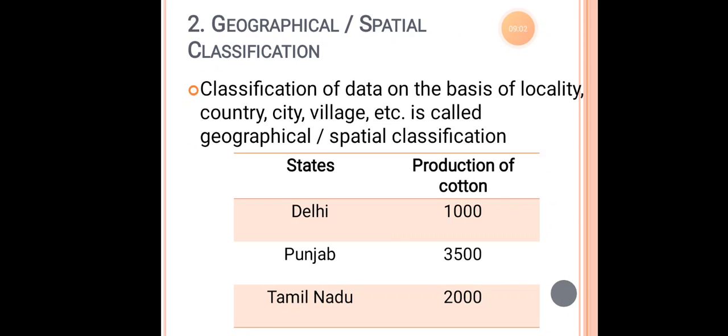The next thing is geographical or spatial classification. As the name itself tells, geographical means a locality, or an area or a country or the whole universe. The classification of data on the basis of locality, country, city, village, etc. is called geographical or spatial classification. The major example for this is I have taken into consideration the states and the production. The states Delhi, Punjab, Tamil Nadu, and the production is 1000, 3500, and 2000. This will be based on the equipment or machinery which they use for the production process. So geographical classification is basically made based upon the locality or the area.